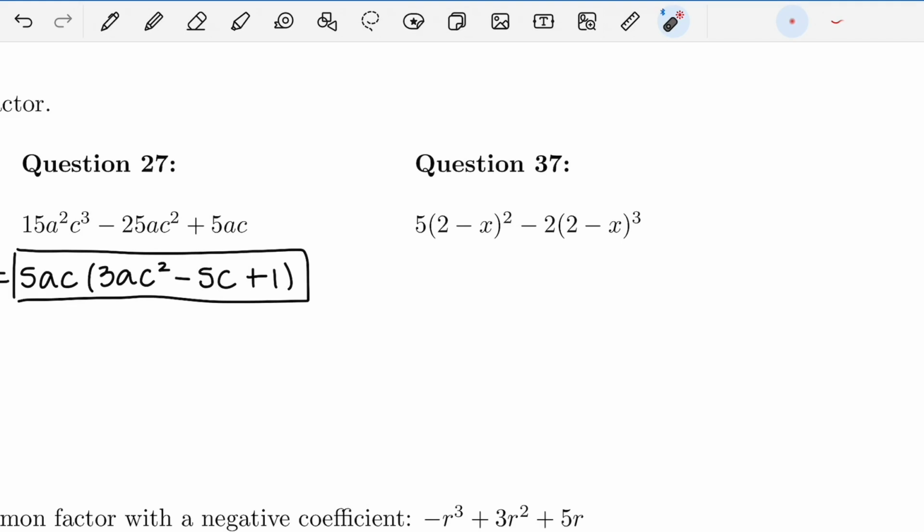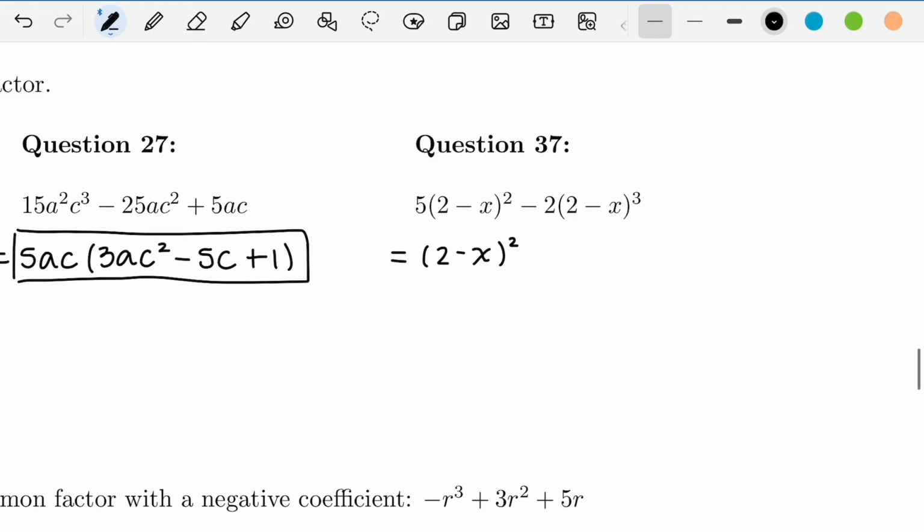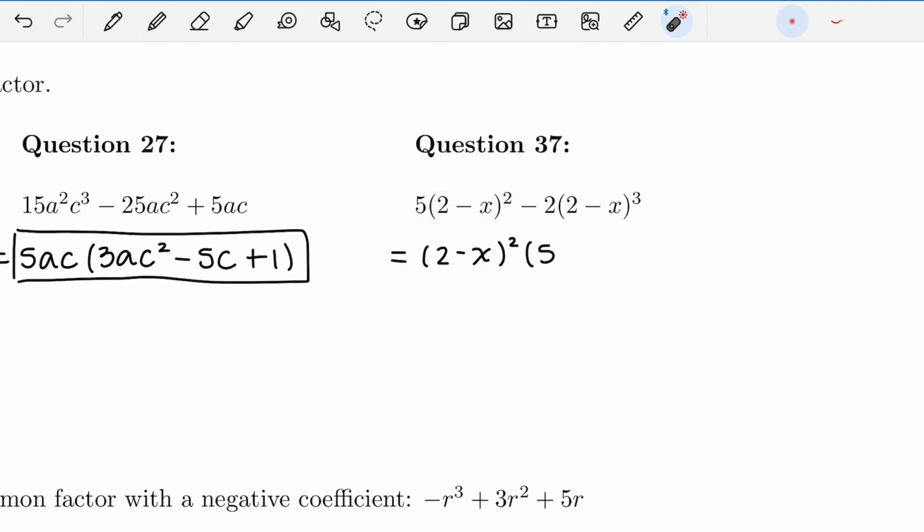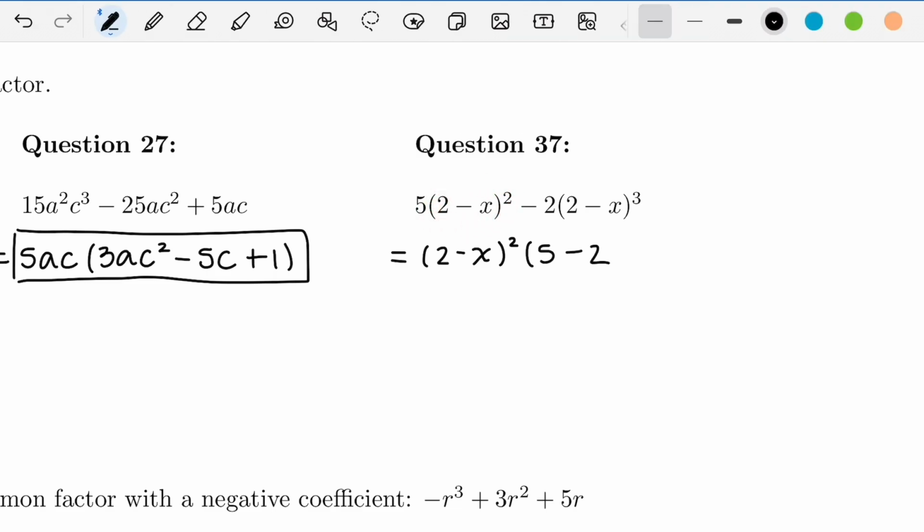Now for this next example, we again want to pull out the greatest common factor for both of these terms. Now notice in this first term here, we have a 2 minus x squared, and then we have a 2 minus x cubed. So that means for both of these terms here, we have at least two factors of this 2 minus x here. So let's pull two of those guys out. So we have 2 minus x squared that we're pulling out. What we're left with, our first term, is just going to be 5 because we're pulling out this whole thing. And then our second term here, we're going to have 2, and then we still have 2 minus x left over.